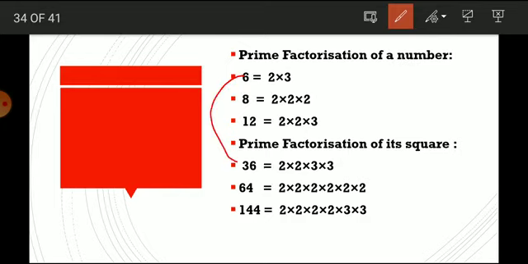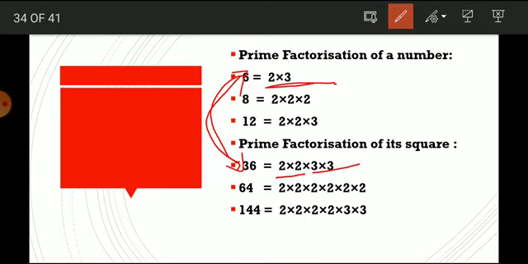So 6 squared is 36, right? We just write the numbers twice. 6 means 2 into 3, so 36 means 2 into 2 and 3 into 3. So we write each number twice.